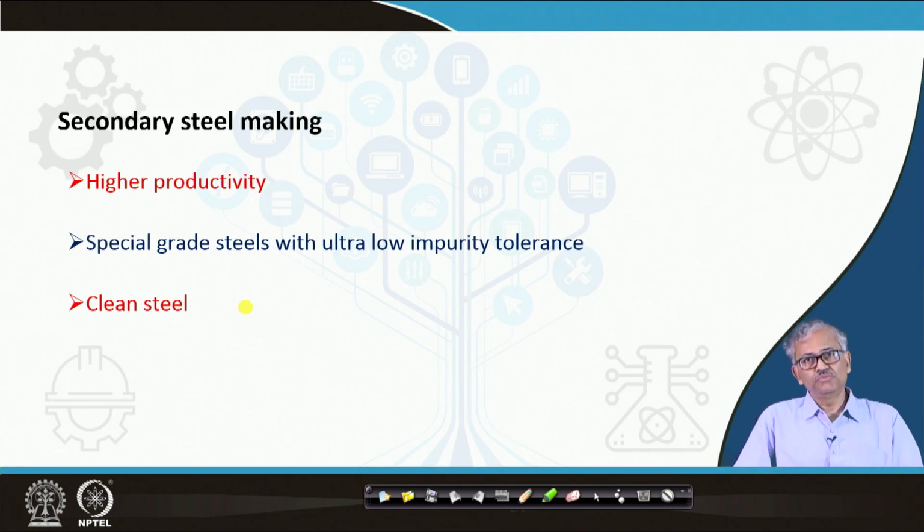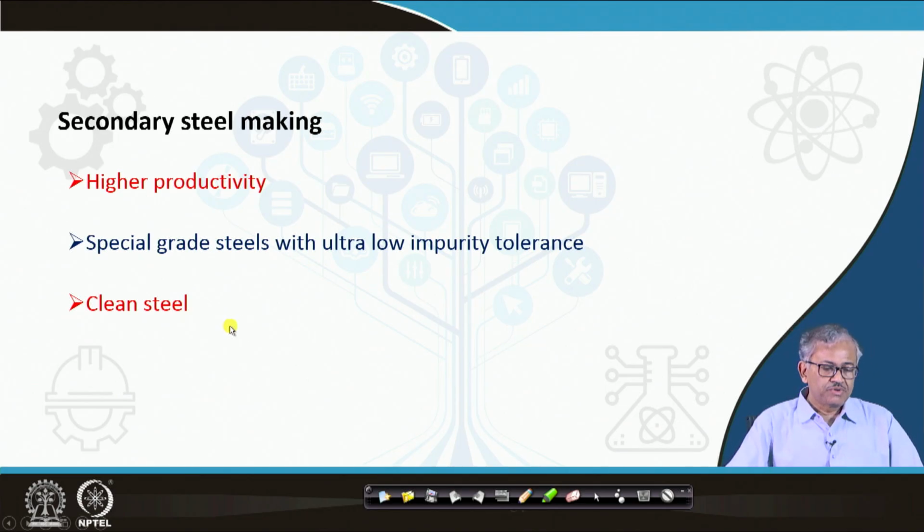So you will have to live with this inclusion, but you can modify them to a certain size and shape distribution, such that it doesn't make difficulties in further processing of the steel. Okay, so that is called the inclusion modification. Those inclusions cannot be removed, but can be modified to a favorable size and shape distribution. That can be done, and that is called the clean steel.